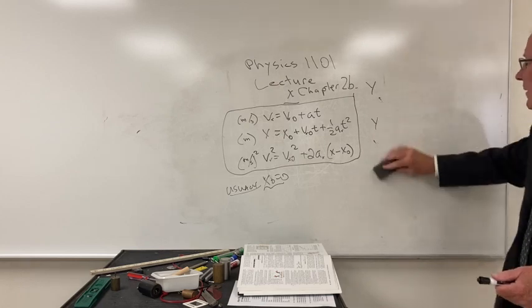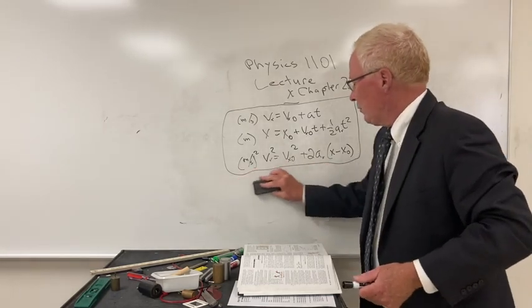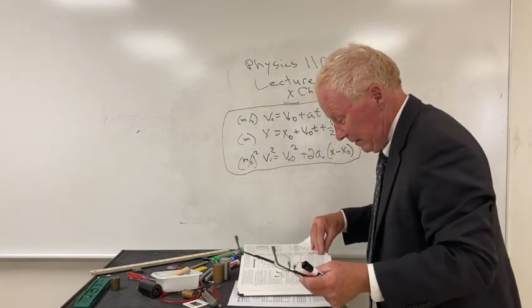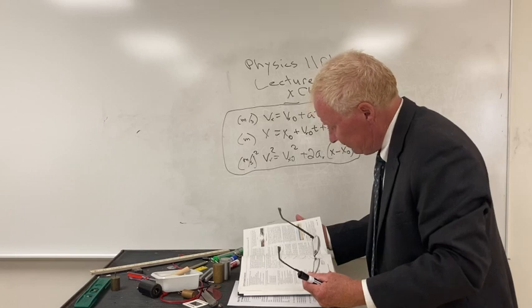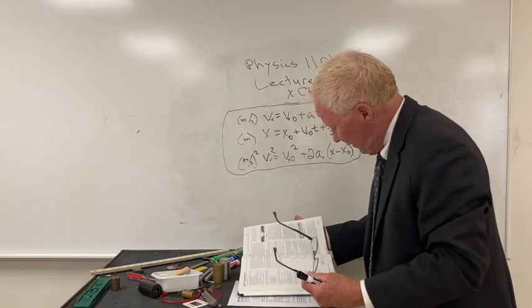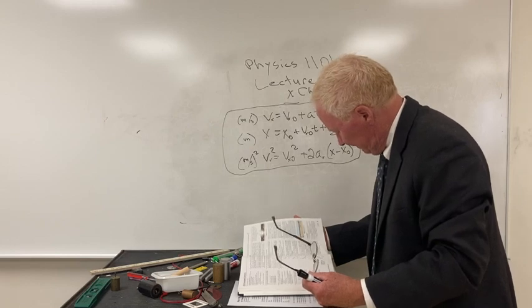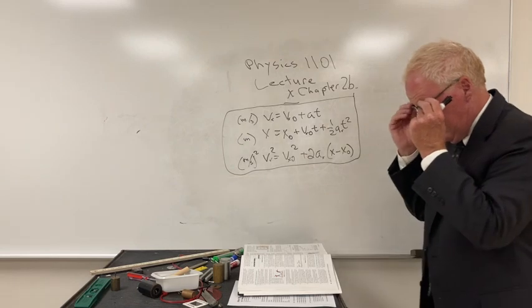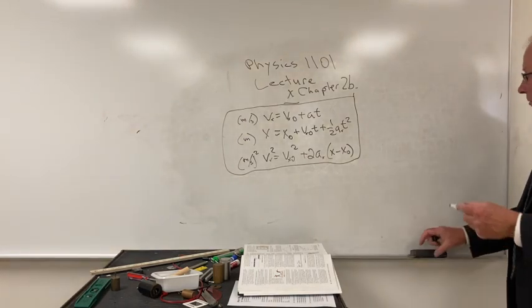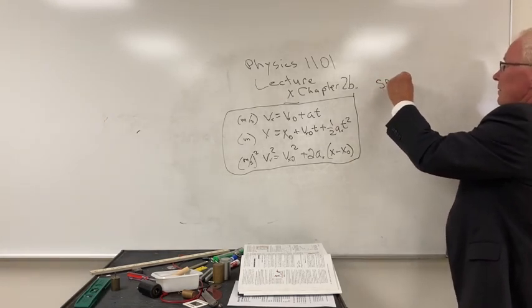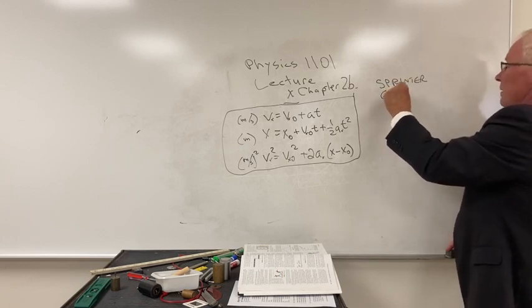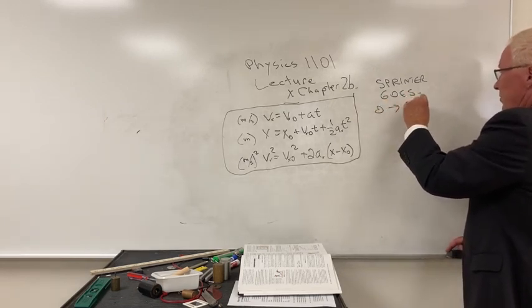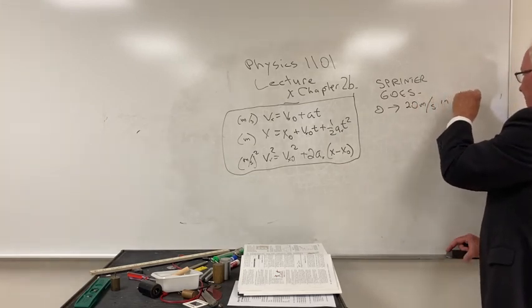So I'm going to do some examples here as far as using these, and these will be problems in the textbook. I'll do a couple of them here. So, one example I'll do is, say a sprinter goes from 0 to 20 meters per second in 4 seconds, all right?